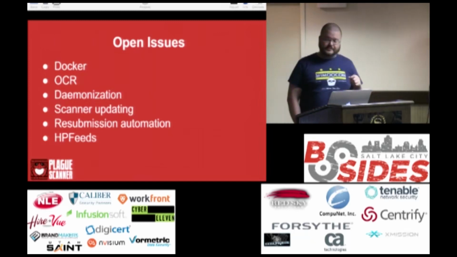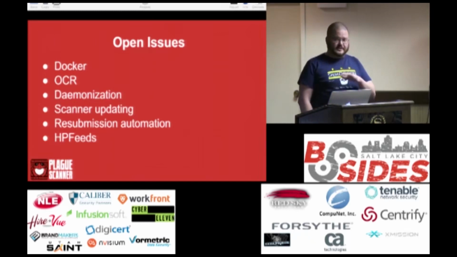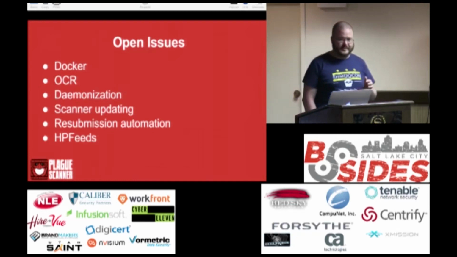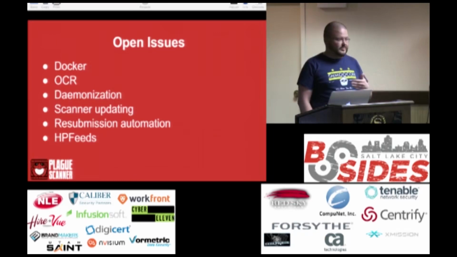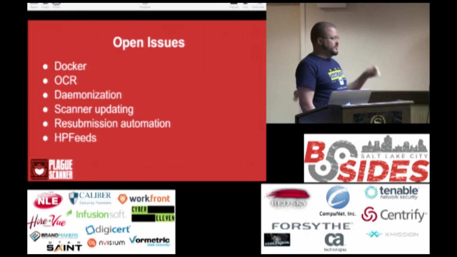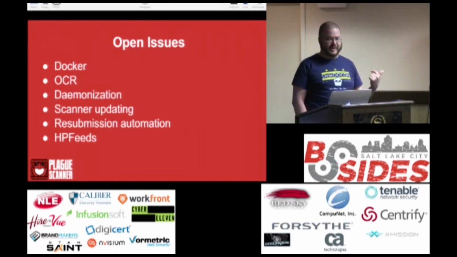The next one, OCR. OCR is still a very tough problem. It's difficult to get that correct, and so I'm still working on that. Daemonization is also something that I need to work on. The PlagueScanner core is still just a set of scripts where you run it and then it does its work and the information comes back.